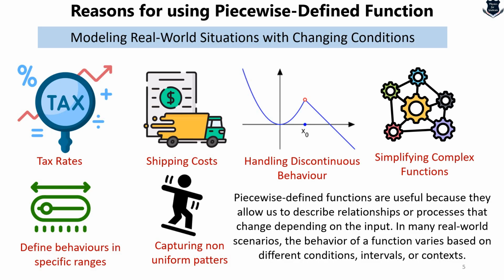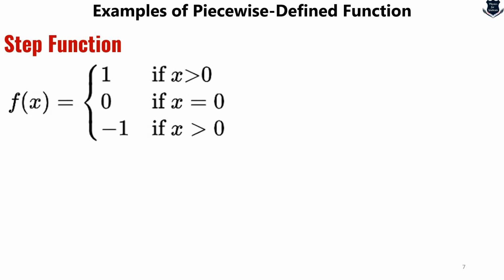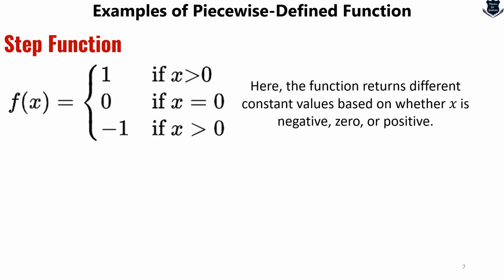Now all these things won't be very useful unless I give you certain examples. So here are certain examples of what are called piecewise defined functions. Now the first example is what is called a step function, and it looks something like this. So here you can see the function returns different constant values based on whether x is negative, 0 or positive. So this is what is called a step function.